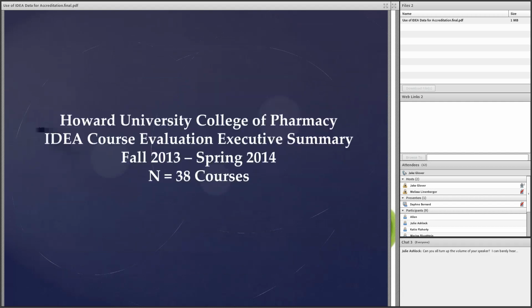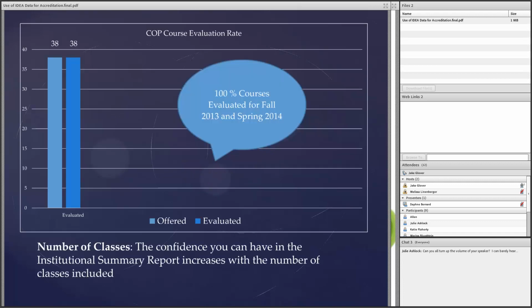As you can see, there were 38 classes overall that were assessed. But when you look at the information that I present in some of the charts, you'll see that we really looked at 32 of those classes, and that's because 32 of those are required classes. So I left out the elective. So overall, we were very happy.